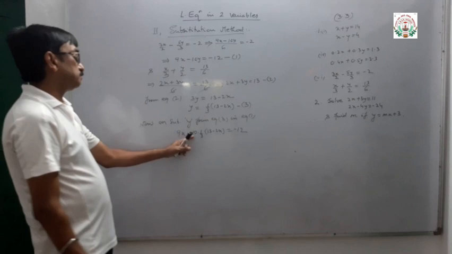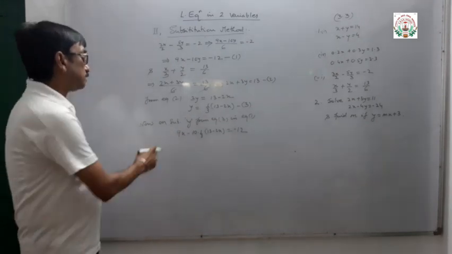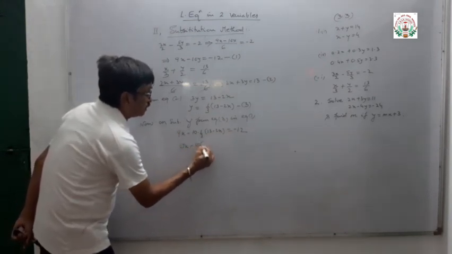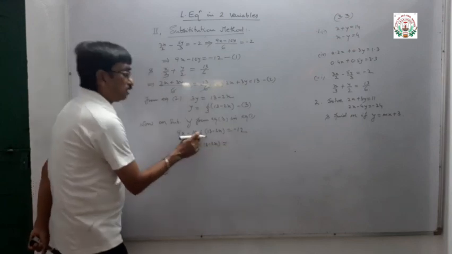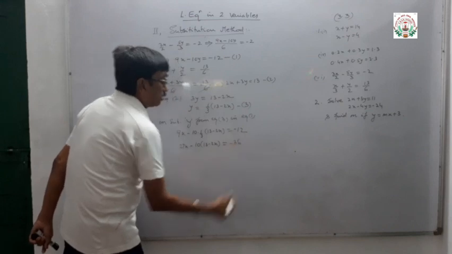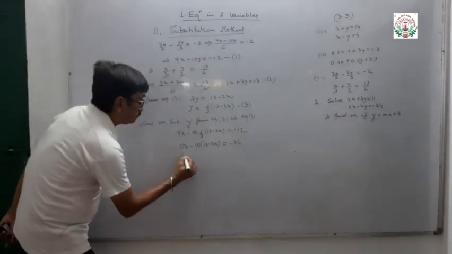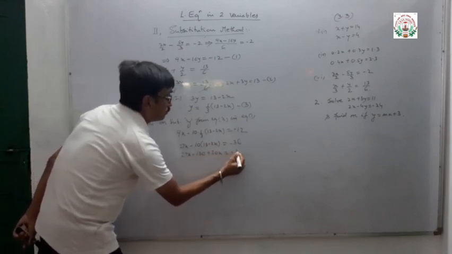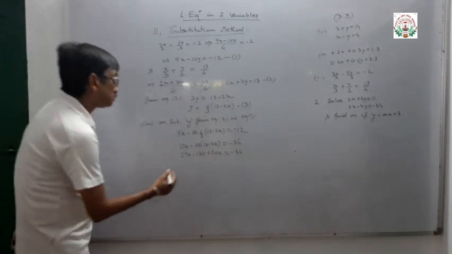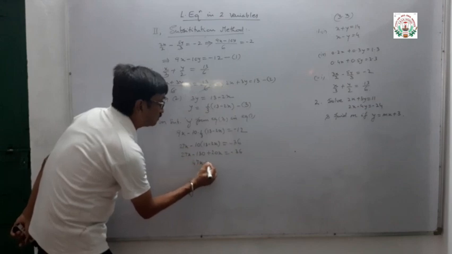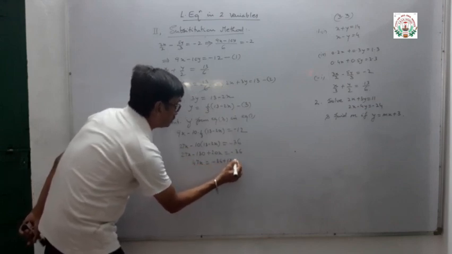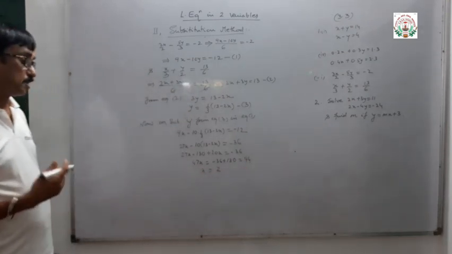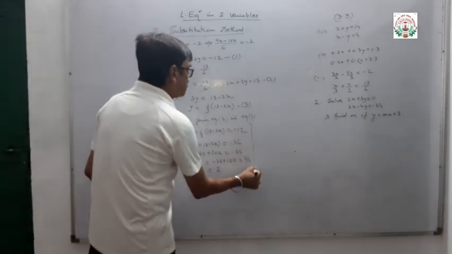Now we see that 10 by 3 is not further divisible, so we have to take the LCM. When we take the LCM, 3 will be multiplied here, 27x minus 10 into 13 minus 2x, and this 3 will be cross multiplied to the right side, minus 12 into 3, minus 36. 27x minus 130 plus 20x equals minus 36. This becomes 27x plus 20x, 47x, equals minus 36 plus 130, which equals 94. So x will be 94 divided by 47, that is 2. So we get the value of x as 2.